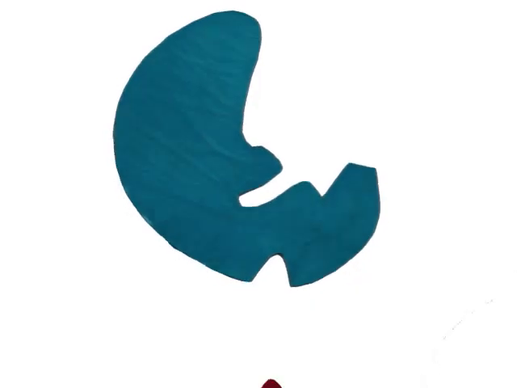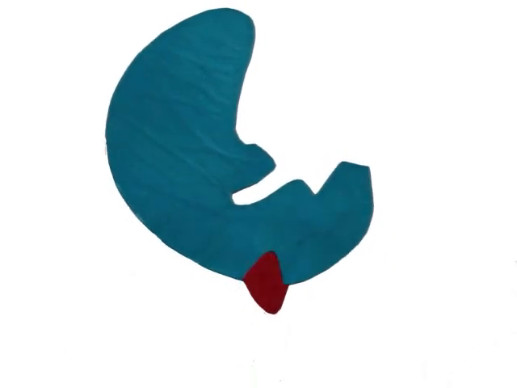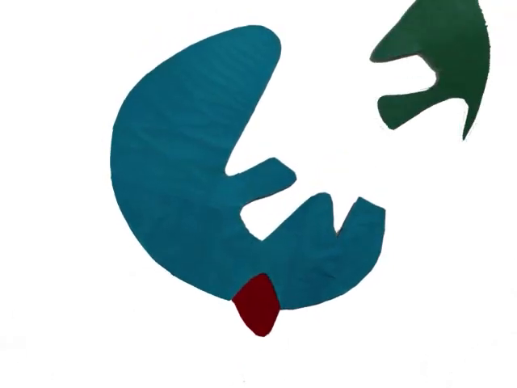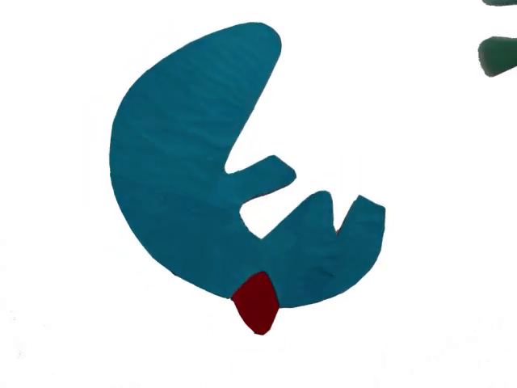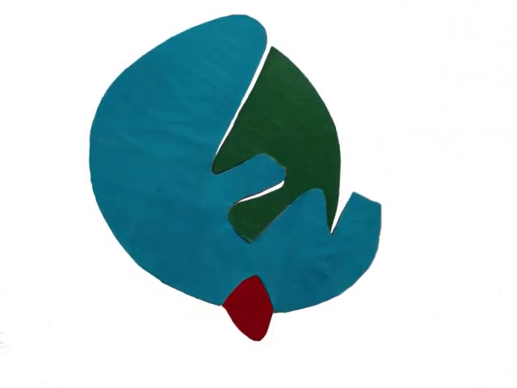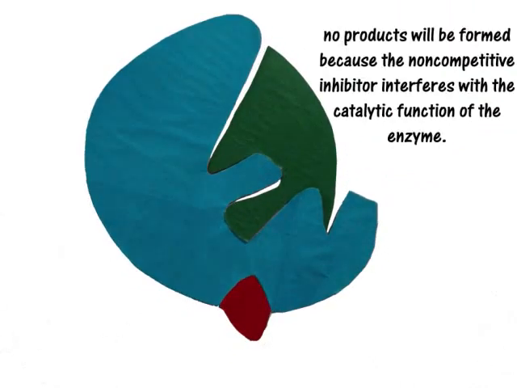The non-competitive inhibitor can bind before the substrate binds to the active site, or after the substrate binds to the active site. Therefore, a non-competitive inhibitor does not block the binding of the substrate, and the enzyme inhibitor-substrate complex will not proceed to form products.